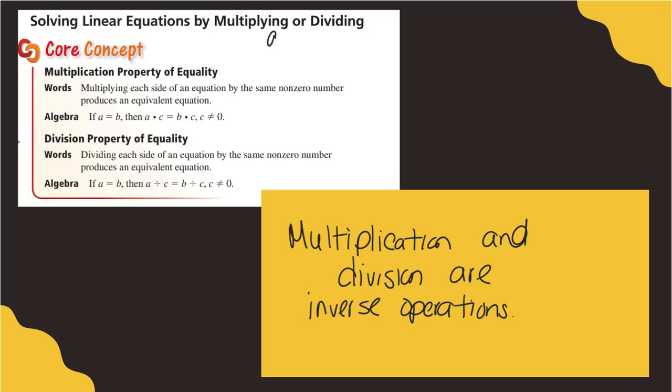So if A equals B and we multiply both sides by C, so A times C equals B times C, we're going to have an equivalent equation. In division, same thing. If A equals B and we divide, A divided by C equals B divided by C, we're going to have also an equivalent equation.